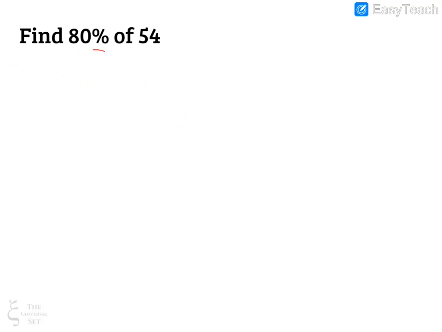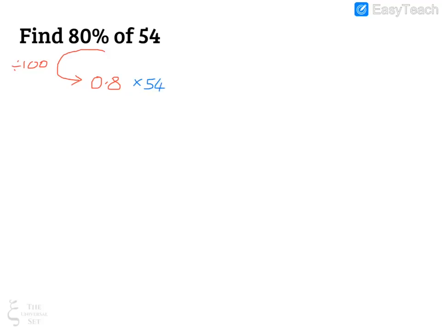So 80%, change it into a decimal by dividing by 100. And what do I get if I divide it by 100? Well, I get 0.8. We could write that as 0.80, but adding that 0 on the end doesn't change the value of this number at all. It's still the same number, so I'm not going to bother with that extra 0, but you'd get the same answer if you did. And we're going to multiply it again by 54.